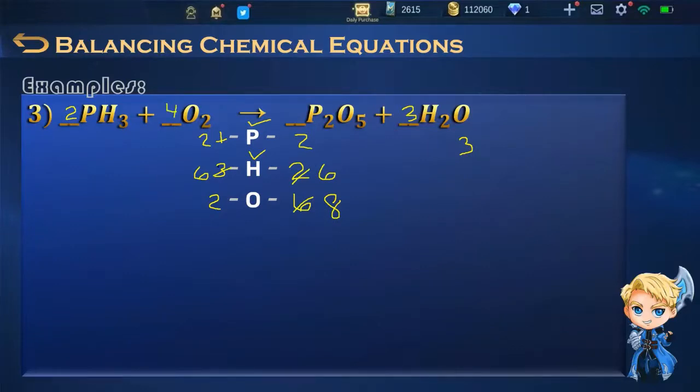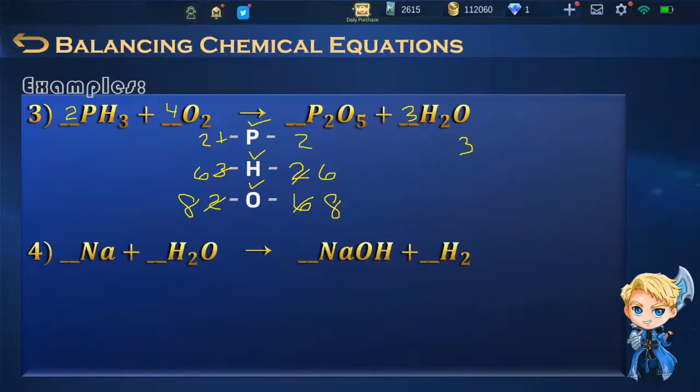4 joules. 4 times 2, that is 8. And we are done. Okay, let's have the fourth example. We have sodium, hydrogen, and oxygen. Sodium is 1, hydrogen is 2, oxygen is 1. For the product, we have also 1, OH, oxygen, hydrogen is 3.